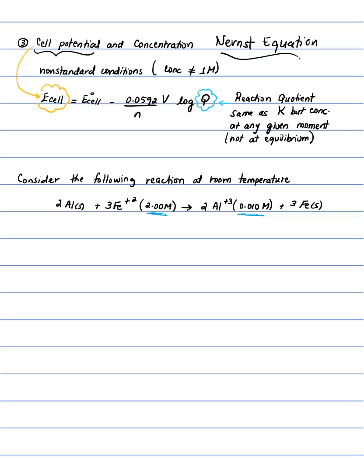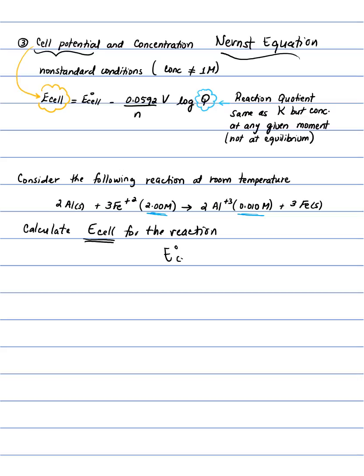Now in this one, you are given concentrations, which means that we have to use the Nernst equation to find out the potential for this one. So what you're trying to calculate here is the cell potential at non-standard conditions. That's what we're trying to calculate. So you have E cell here, non-standard.